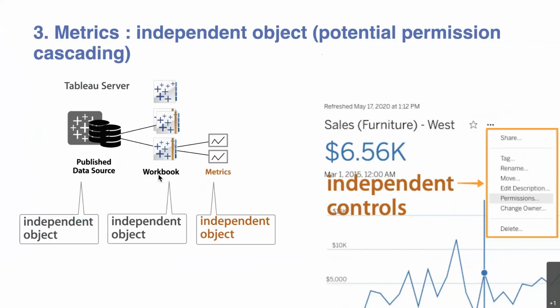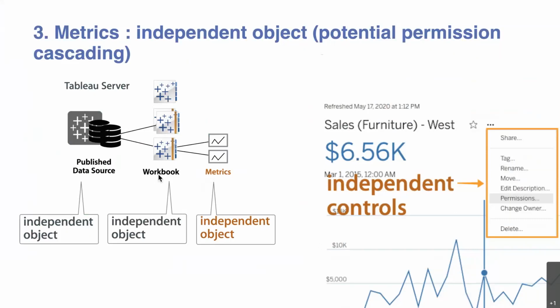Although metrics is based on view, or based on custom view, as soon as metrics is created, notice it's a publishing process, it becomes an independent object. It means it can have its own permission process. It also means even if the original view, original workbook is deleted, the metrics will stay because it's independent, although it will not refresh anymore.